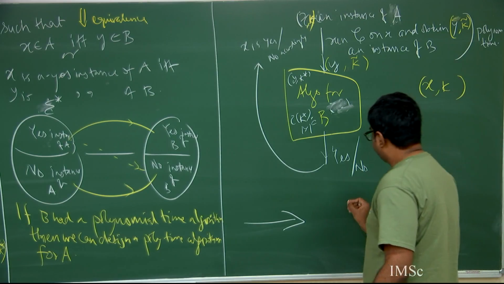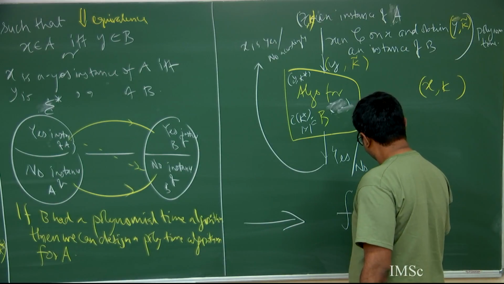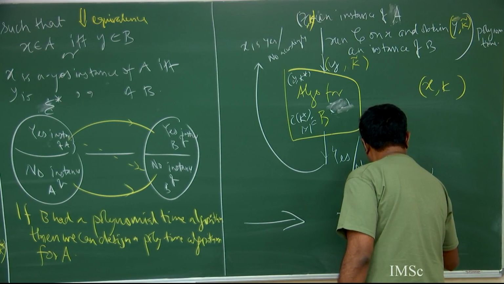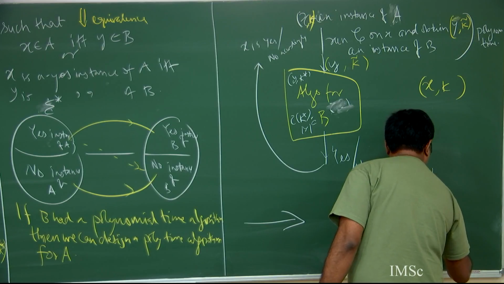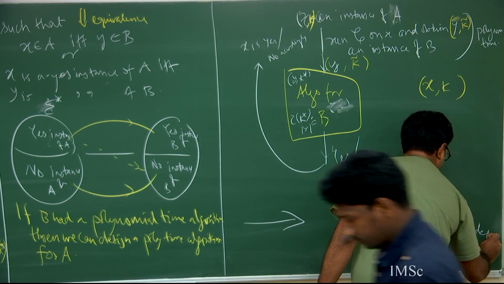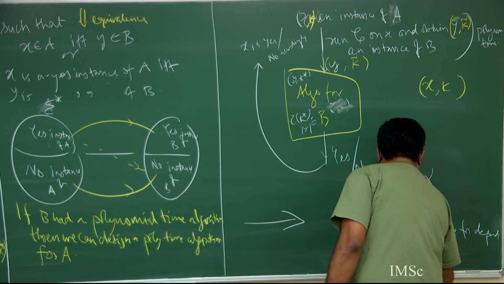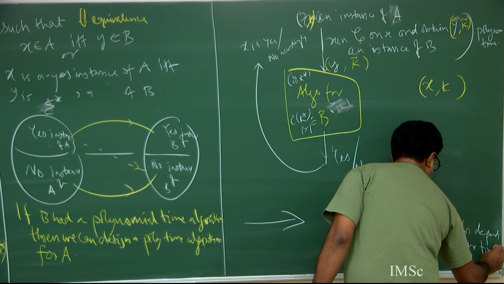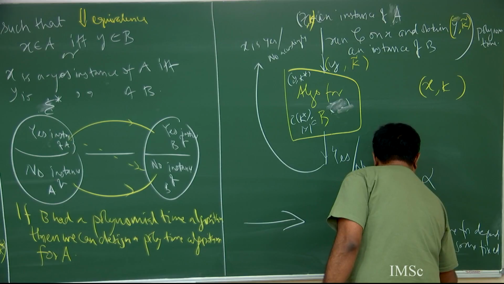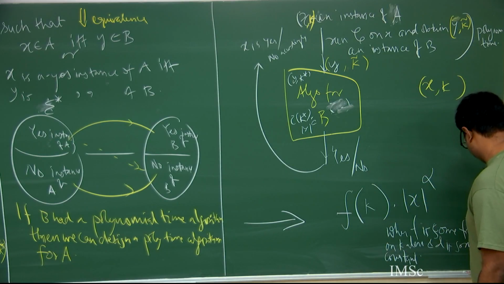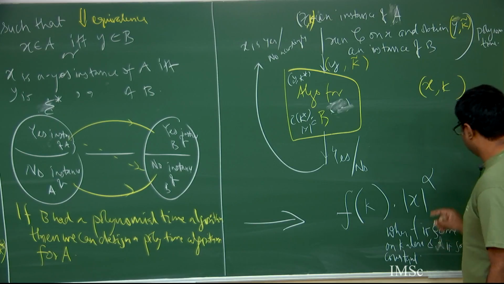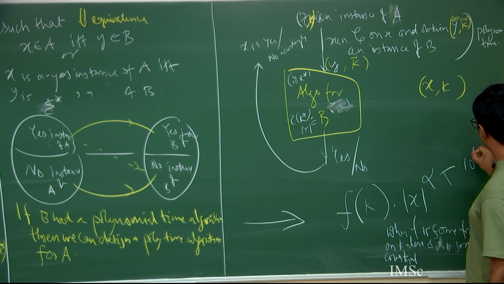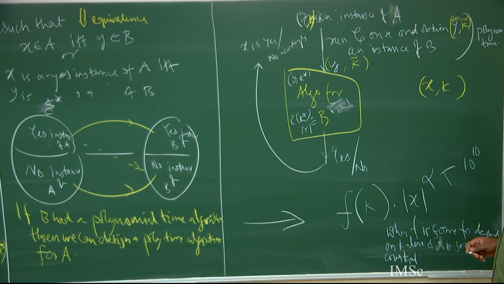I want it to be some f of k times |x| to the power alpha, where f is some function depending on k alone and alpha is some fixed constant. So alpha is like 10, 20, 30, but it is fixed. Alpha could be anything, maybe 10 to the power 10, but it is fixed. Okay, so this is my goal.